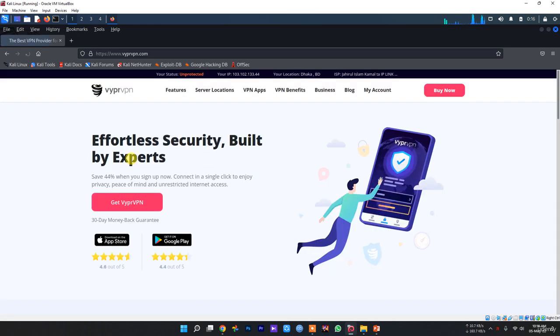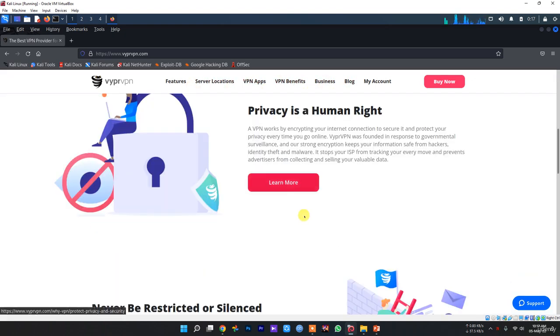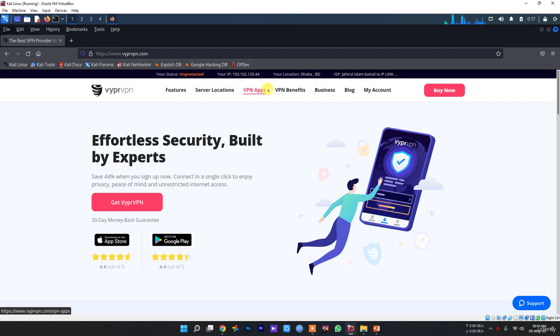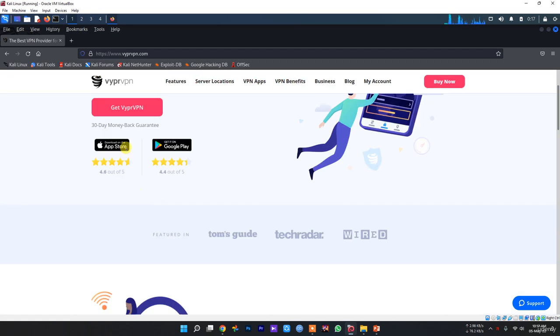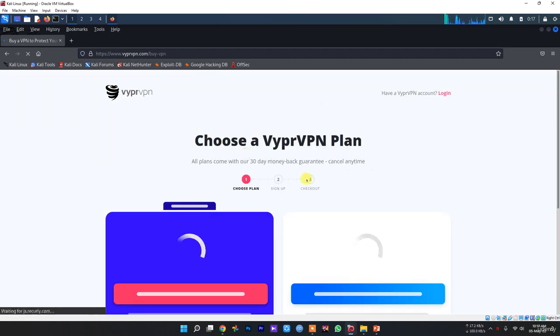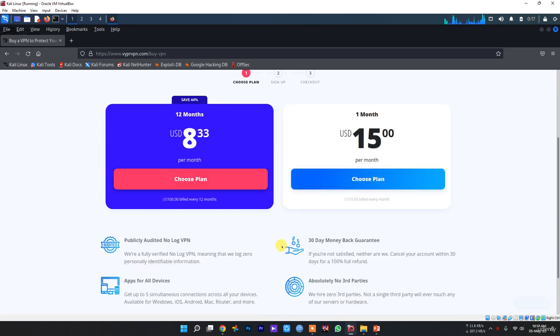Viper VPN is, I would say, the all-rounder anonymous VPN with sleek apps for all platforms and an audited zero logs policy. So let's see the pricing. Features, benefits, get Viper VPN. Choose a plan. As you can see, it's higher than our previous VPN, Private Internet Access. It is nearly $8.5.